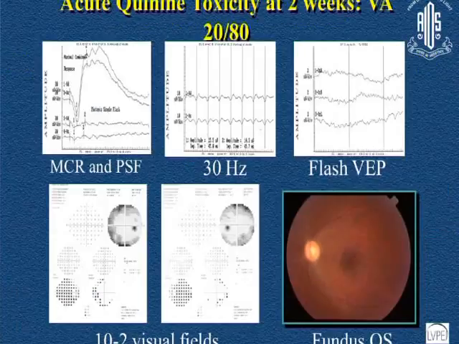We had an opportunity to record acute quinine toxicity. A student, actually a medical student, took a lot of quinine to commit suicide, and she came with no PL. When we did the ERG in the first week, it was extinguished, and after 2 weeks we could see some waveforms, and we could see that on 10-2 she had less than a 10-degree field. This was the fundus. So the quinine affects the inner blood supply.